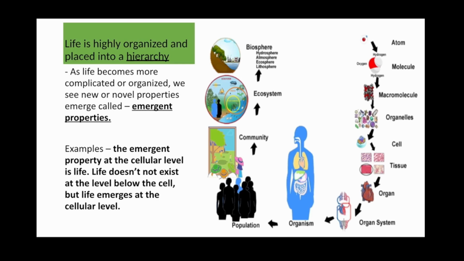So we say that life has emergent properties. When you put all these pieces together, you get life. The emergent property of the cellular level is life. So if we go below the cellular level, we would say that life does not exist. For example, the Golgi apparatus is not a living thing, but when combined with the other cellular components, you have life.